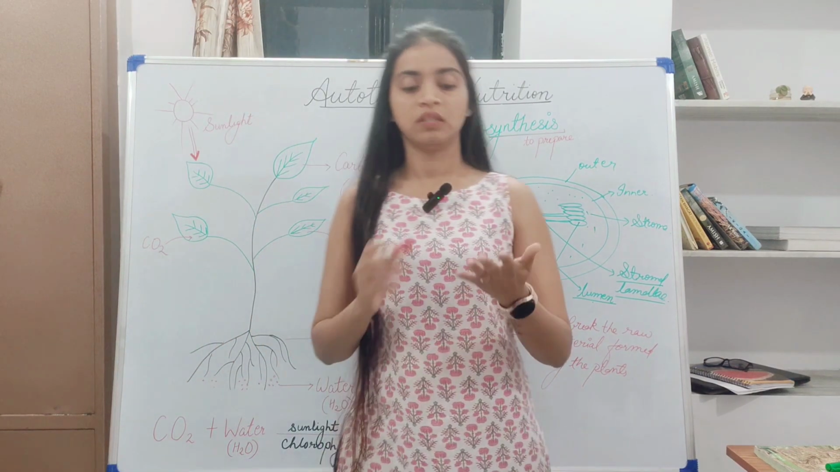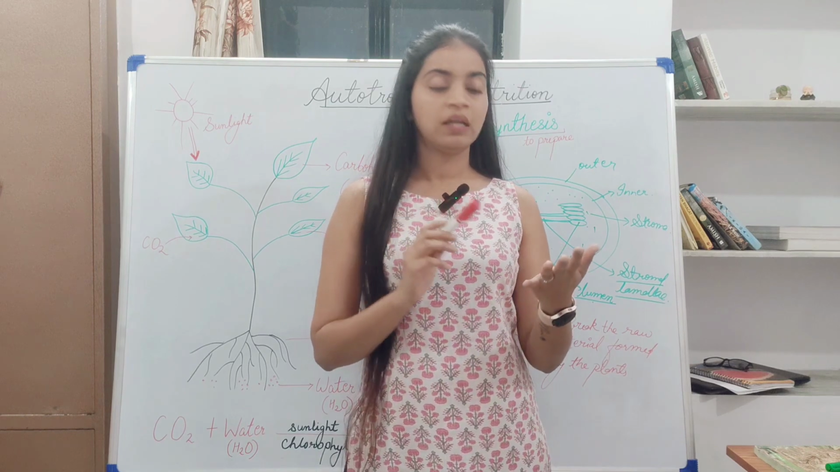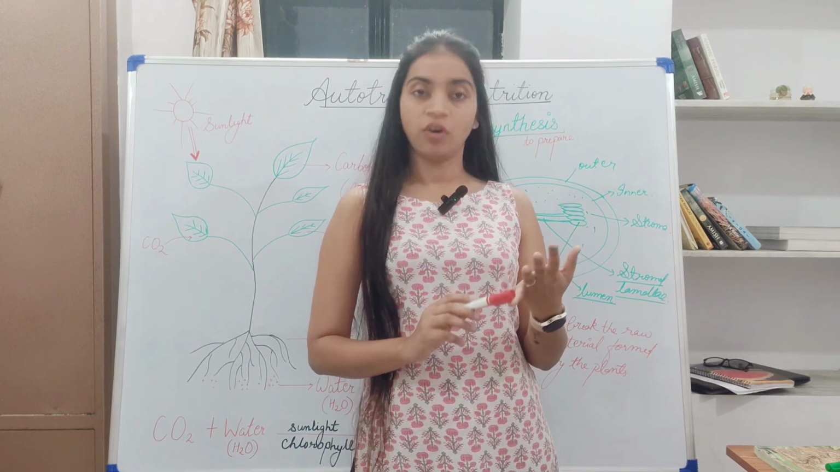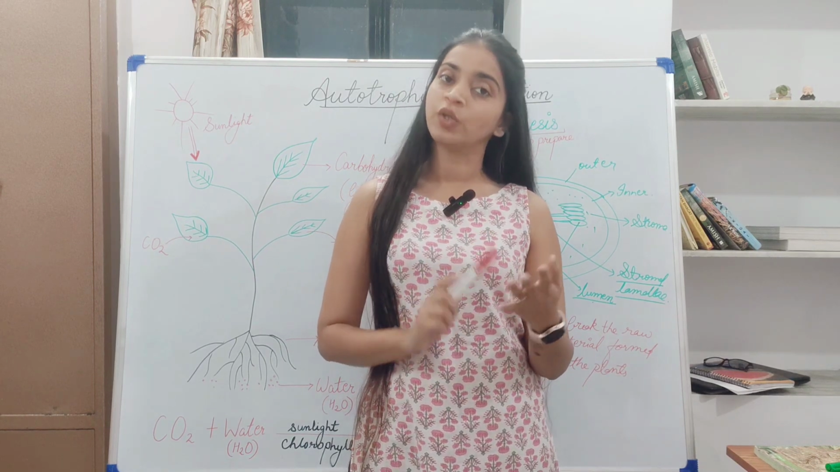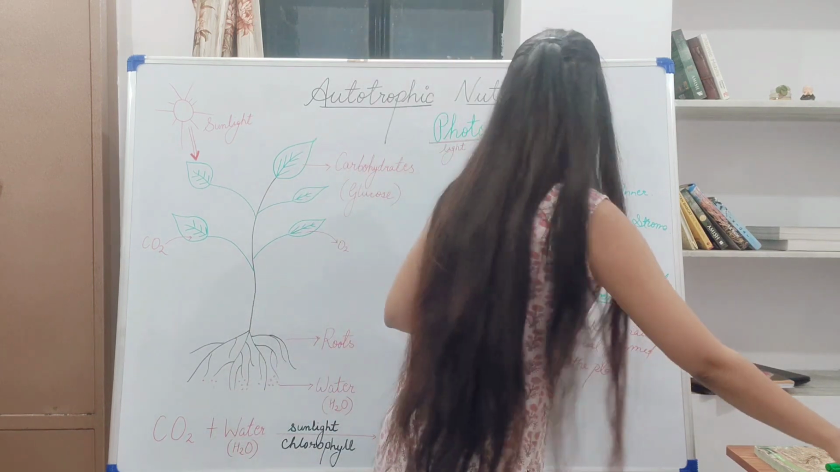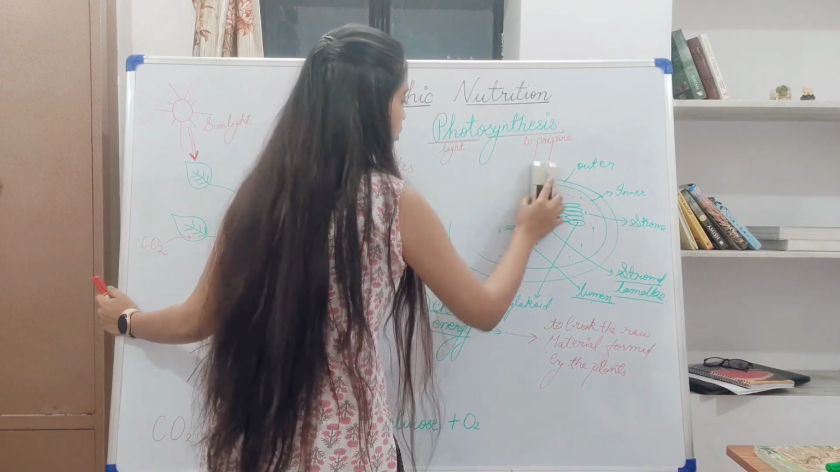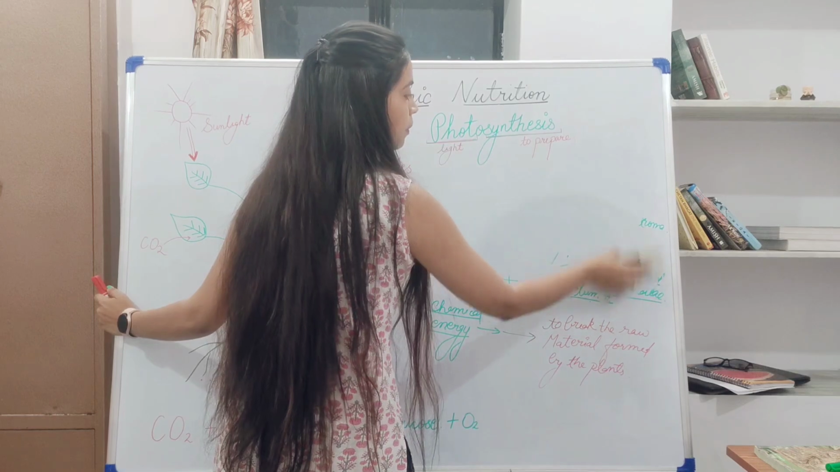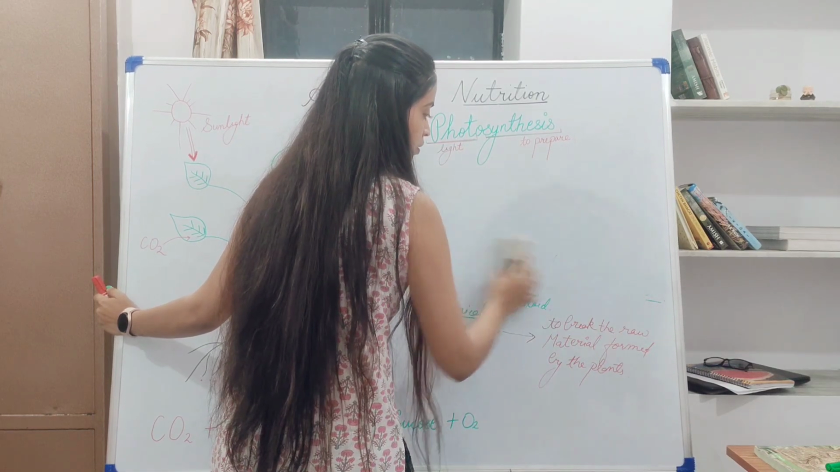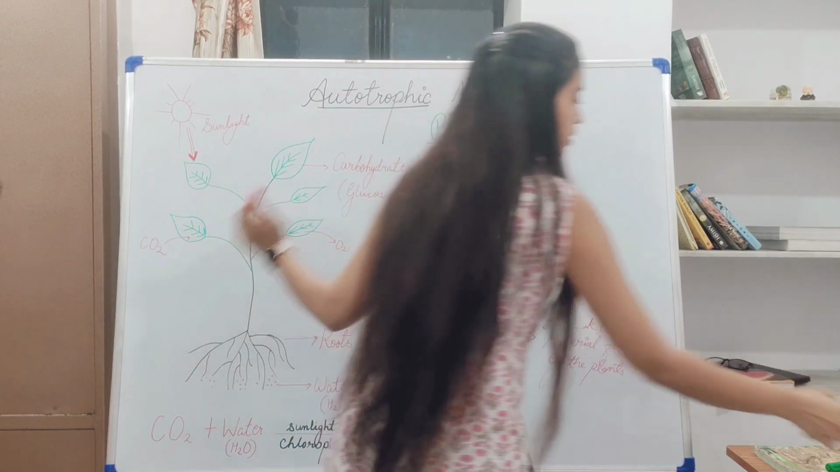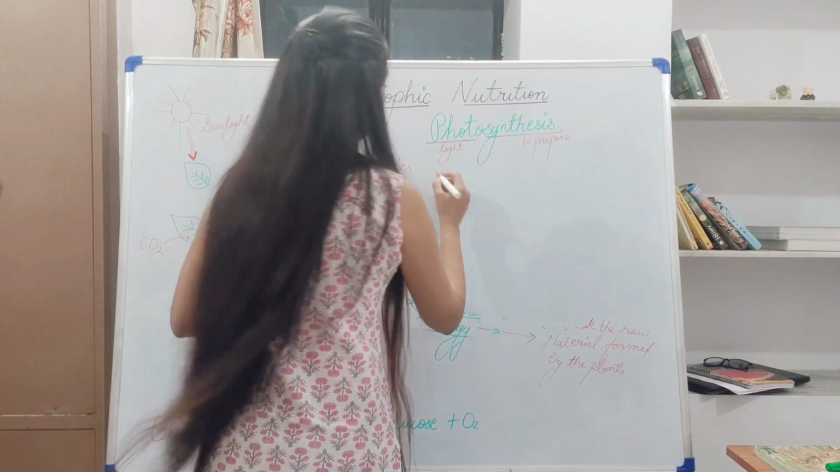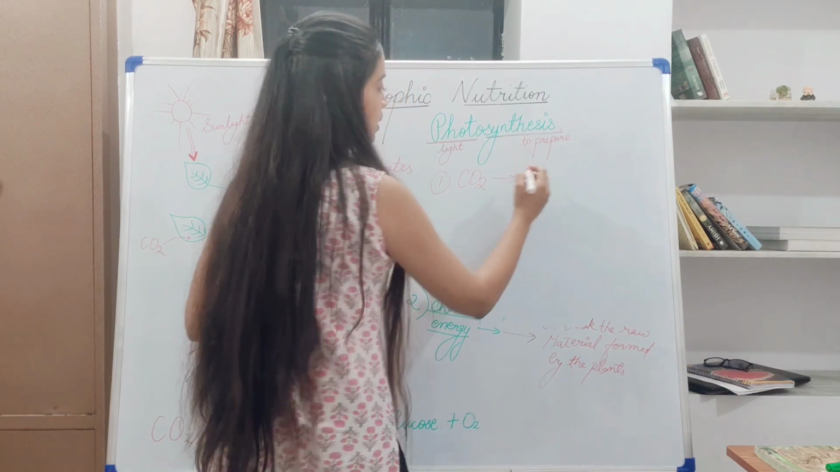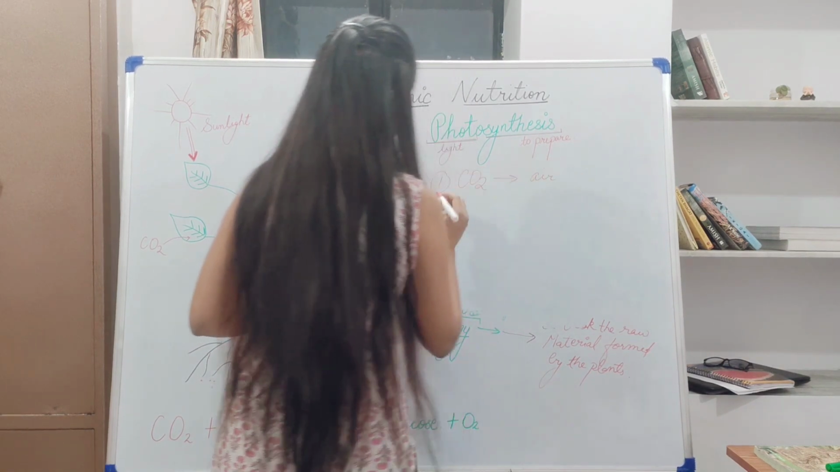So what are those? First is sunlight. Second, carbon dioxide. Third, water. And the fourth one is chlorophyll. So now we'll study about the raw materials. And where do we get the raw materials from? First one is carbon dioxide. We get it from air.